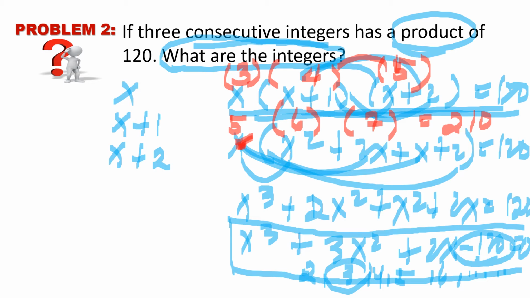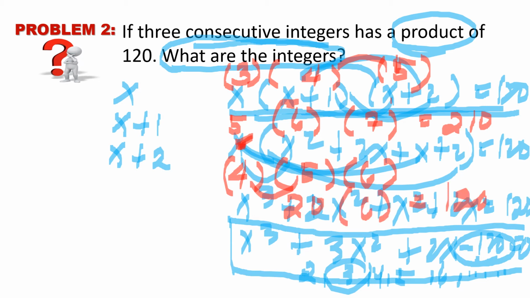If x is 4, then 4 times, this is 4 plus 1, 5, and 4 plus 2, 6. Then multiply this, 4 times 5 is 20, times 6 is 120. So we got it. Therefore, the value of x is 4.